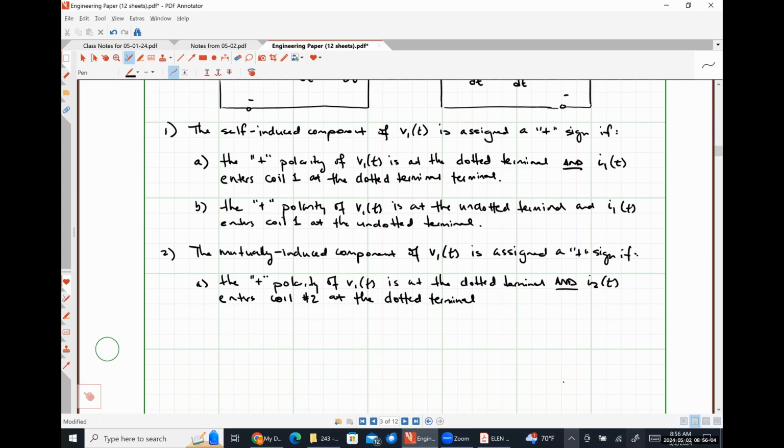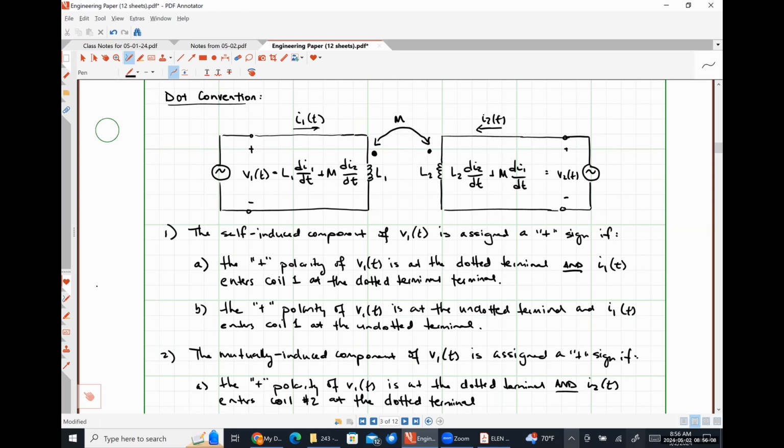Before we do the undotted on both sides, let's look at this really quick. Just to be clear here, the positive polarity terminal of voltage V1 is at the dotted terminal for coil 1, so that's our first criterion to give a plus sign. Our current I2 is flowing into the dotted polarity terminal of coil 2. So that's why our mutual term has a plus sign right here. So we're looking for the voltage on coil 1 and the current on coil 2 when we're dealing with the mutual induction term.